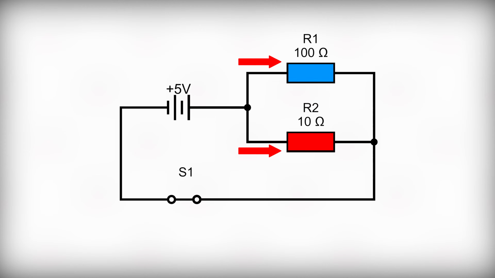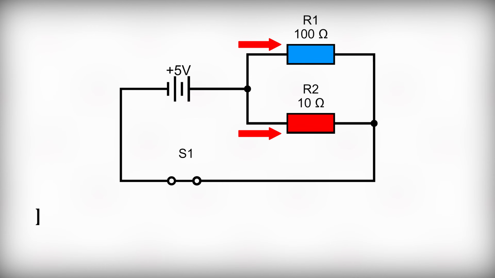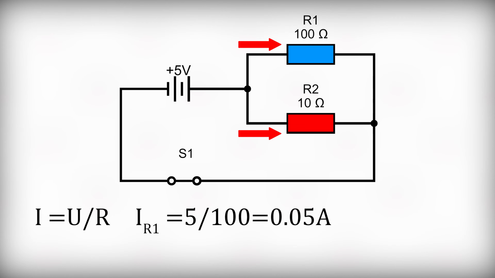Let's use Ohm's law. I equals U divided by R. Current flowing through R1 will be 5 divided by 100, 0.05 amperes. For the R2, it will be 5 divided by 10, 0.5 amperes. It turns out that the current, just like the resistance, will differ exactly 10 times.